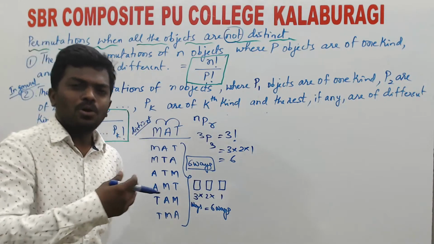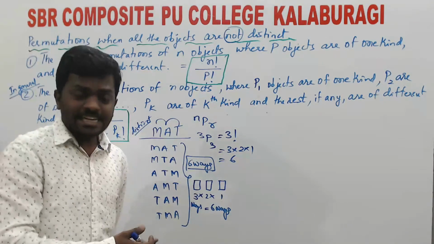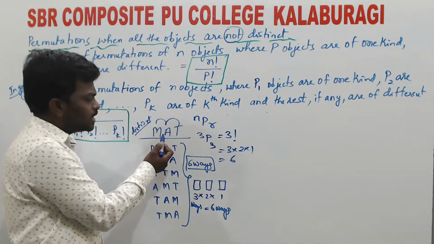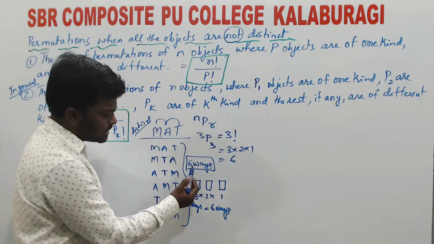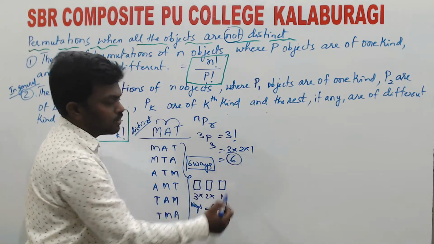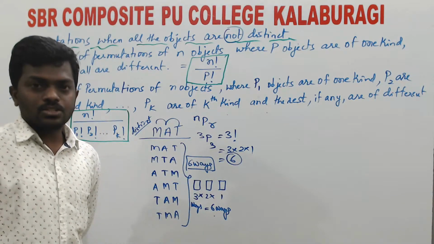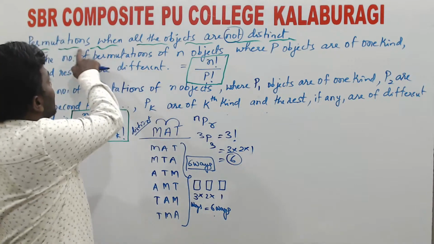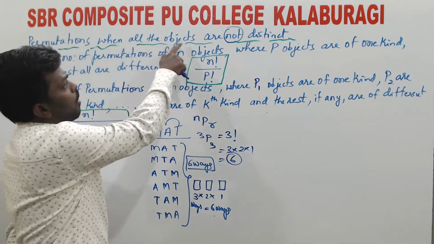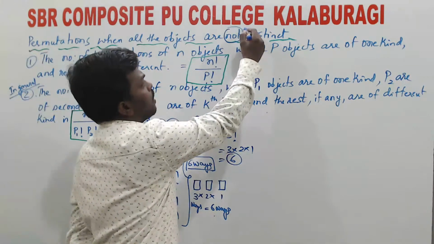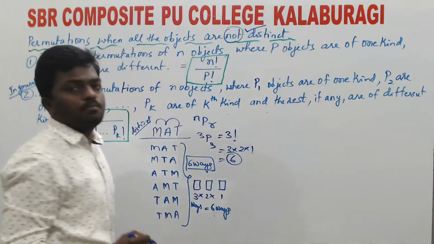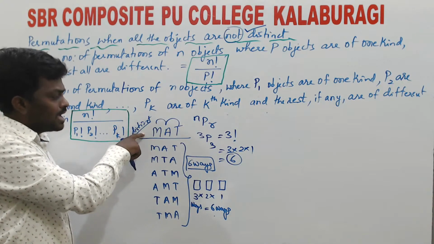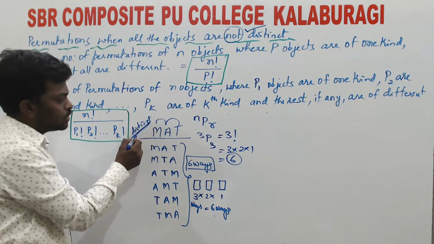Right? Understood? So whatever tools we have studied till now, in all the cases the arrangement and rearrangement of MAT is 6 possible ways only. Is that clear, students? But today we need to discuss permutations when all the objects are not distinct. This is important now.